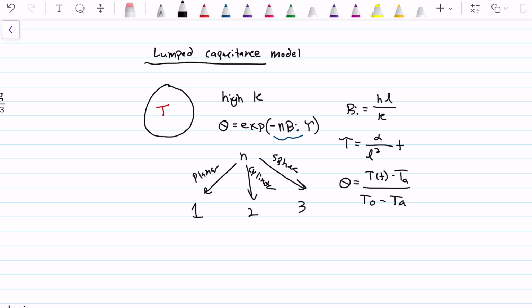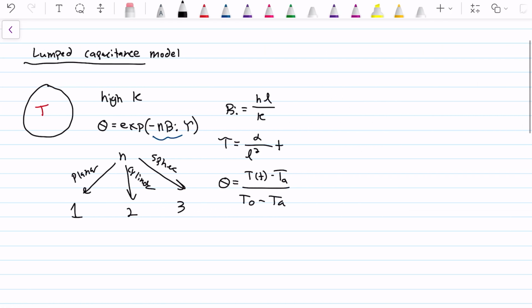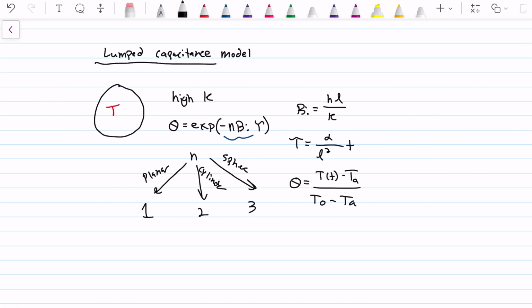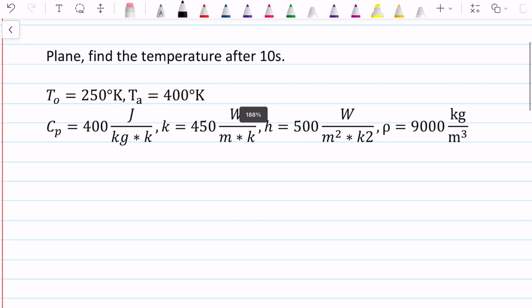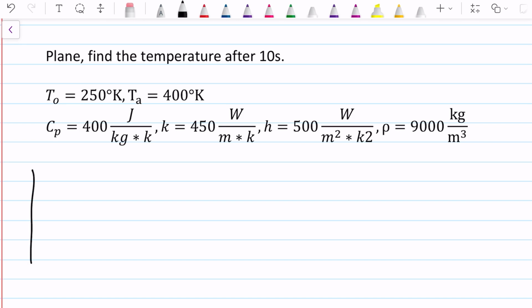So I made 3 examples for different geometries and different setups. If you know how to set it up, it should just become algebra, and the analytical solutions are very easy. So let's try some of these. We have a plane, and let's say it's all at uniform temperature. Let's just go right ahead and solve it.